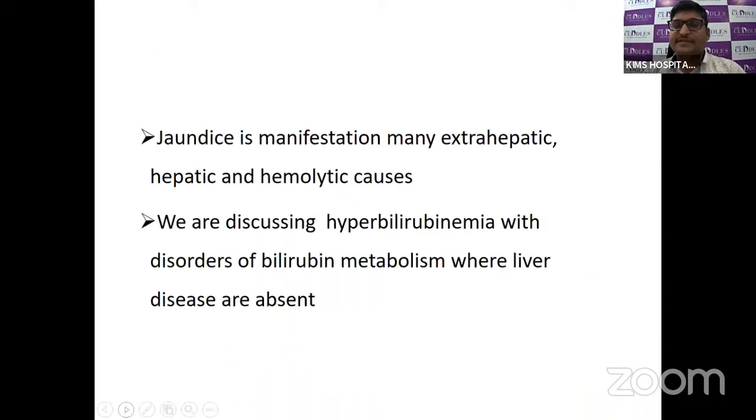So it is a manifestation of many extrahepatic, hepatic, and hemolytic causes. However, today we are discussing the majority causes, which are the extrahepatic causes and hemolytic causes. In the newborn period, most of the causes we encounter are extrahepatic causes.